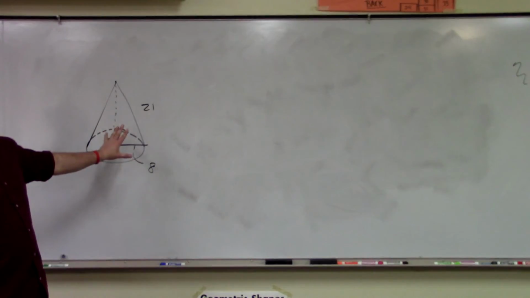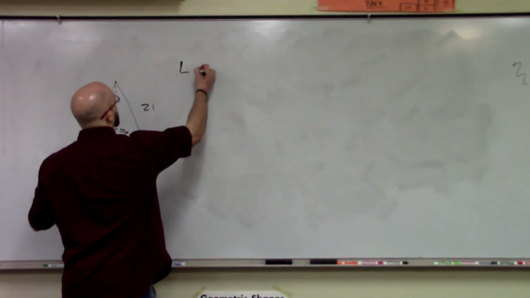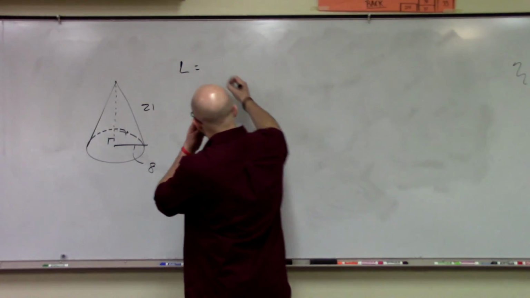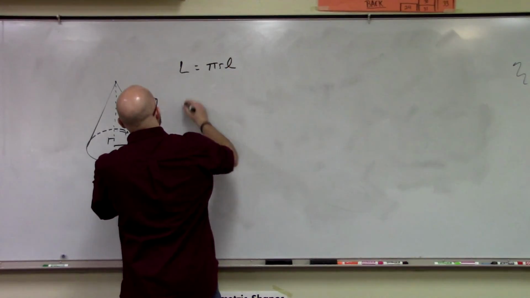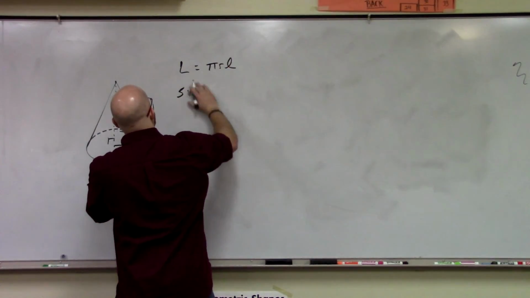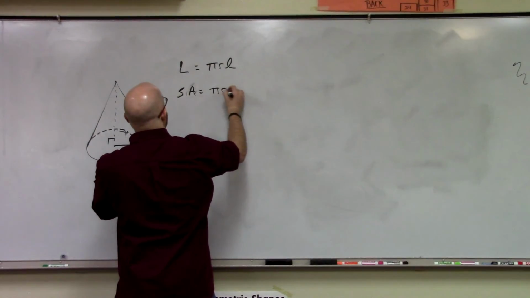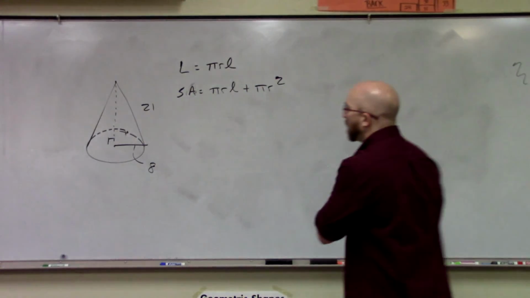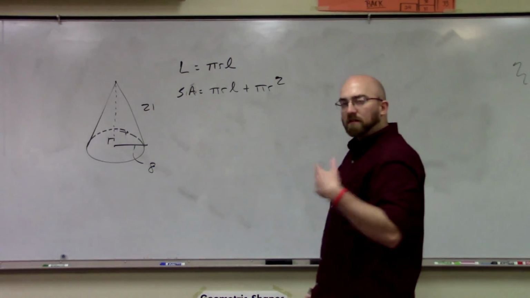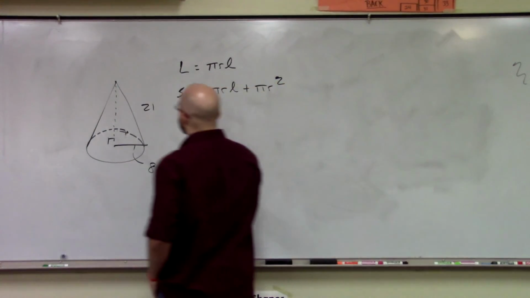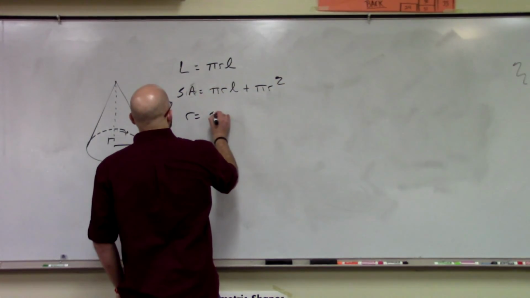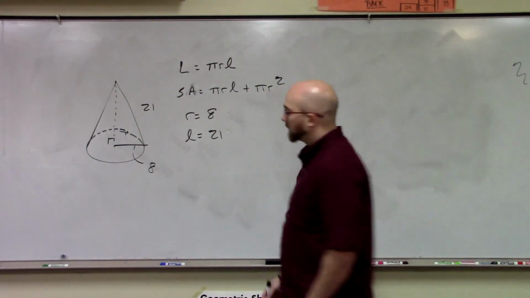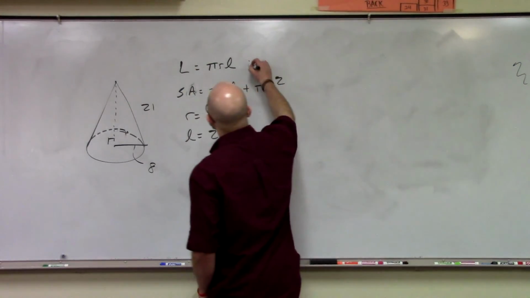Not going to need to do Pythagorean theorem here because lateral area for a cylinder is pi RL, and surface area for a cylinder is pi r L plus pi r squared. So label what we have. Again, I like labeling it out. That way you know what you have, you know what you need to go find. R is 8. L is 21. Okay, again, I like it. It makes it easier so you know what you need to go find.